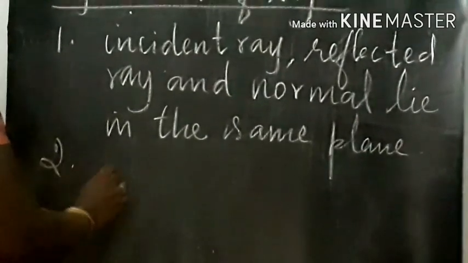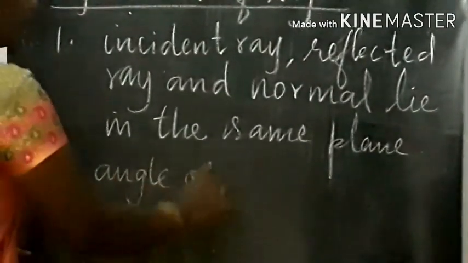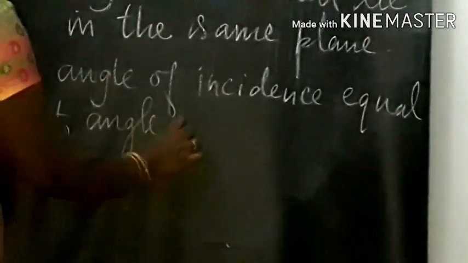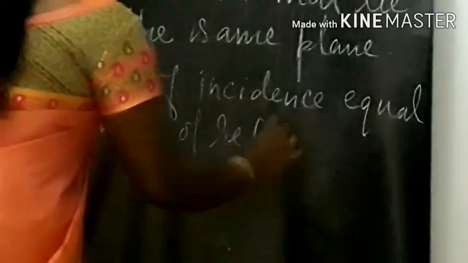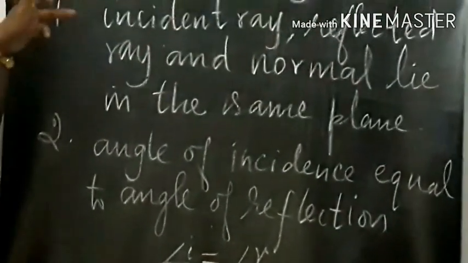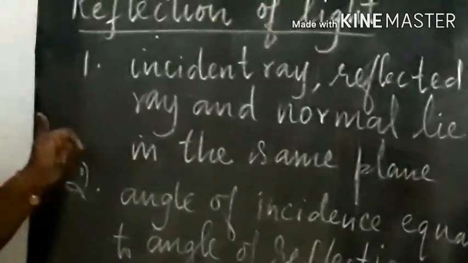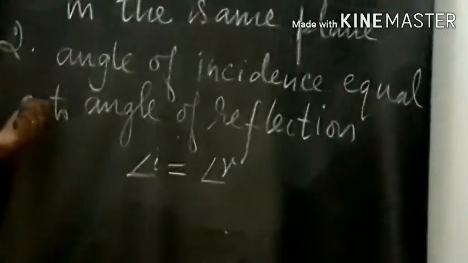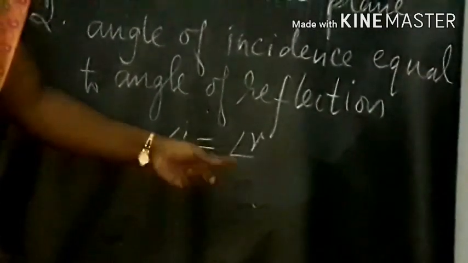And the second law is: the angle of incidence should be equal to the angle of reflection. That is, angle I is equal to angle R. These are the two laws of reflection. The incident ray, the reflected ray and the normal all lie in the same plane. And the angle of incidence should be equal to the angle of reflection. That is, angle I is equal to angle R.